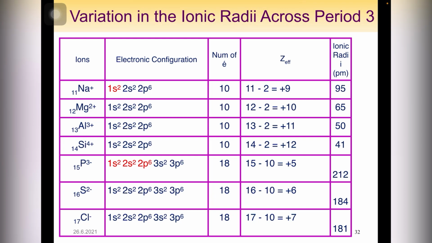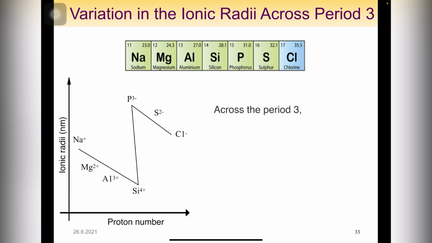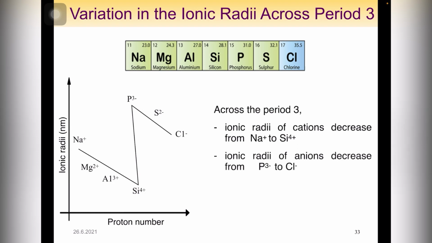Now the variations of the ionic radii across period 3. From sodium to silicon 4+, the ionic radii decrease, and for the anions, it also decreases. Across period 3, the ionic radii of the cations decrease from Na+ to Si4+. The ionic radii of the anions decrease from P3- to Cl-. But the ionic radii increase drastically from Si4+ to P3-.